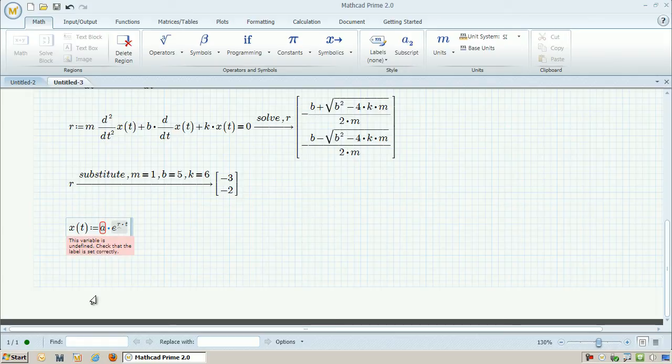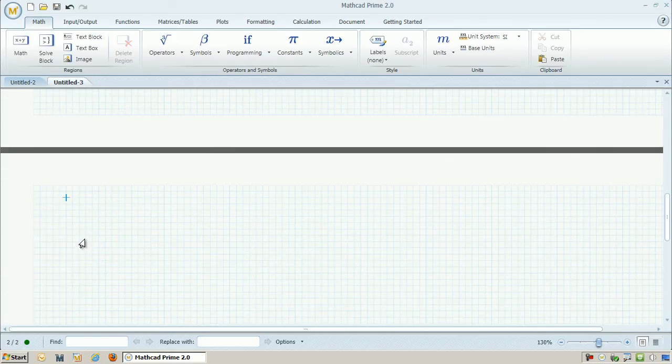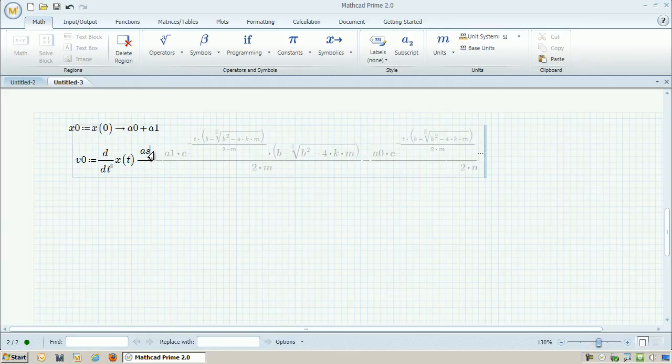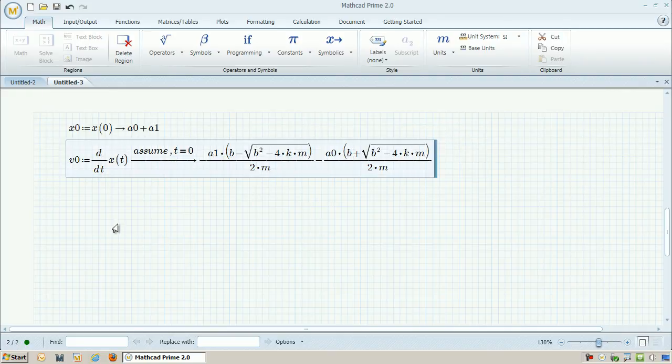Because I have 2 roots, I need to actually modify my solution for x. So I'm going to have an a0 for the amplitude of the first root, and then an a1 for the amplitude of the second root. And just like before, MathCAD will evaluate those symbolically. As before, I need to define two initial conditions. So I can define x0, or x at time 0, and that's going to be equal to a0 plus a1. My velocity at time 0 is obviously going to be the derivative of x evaluated at t equals 0. So I use the symbolic evaluation and then use the modifier assume t is equal to 0.